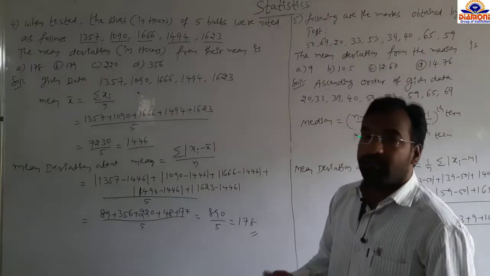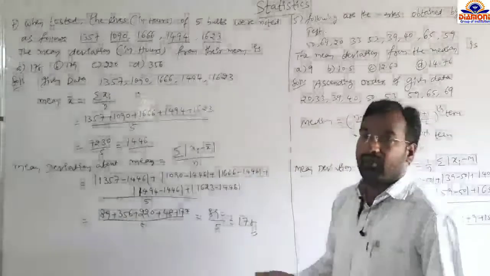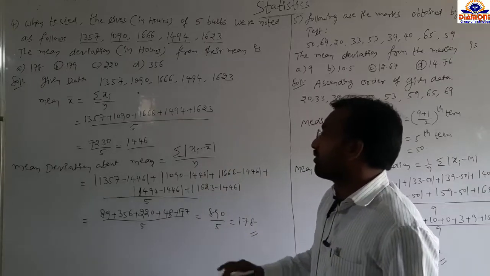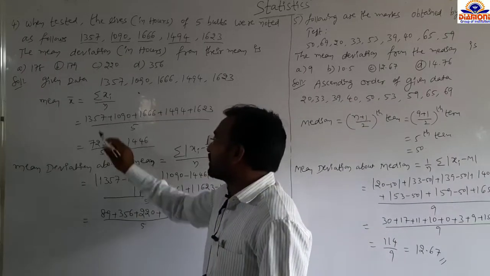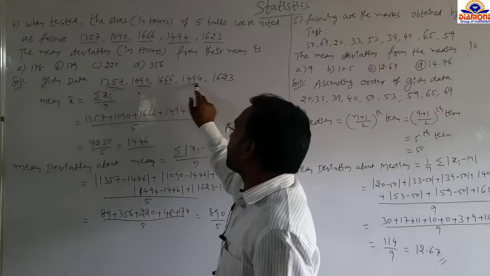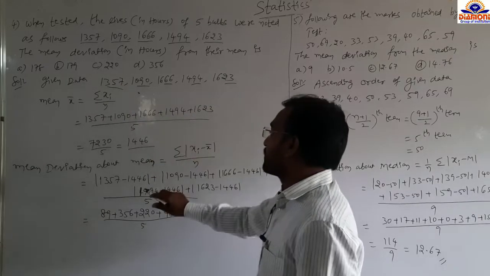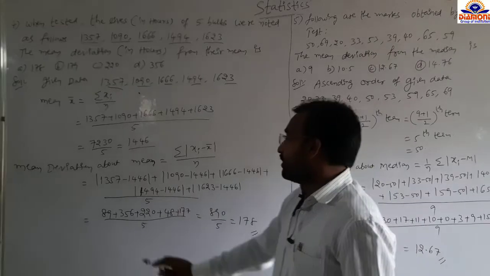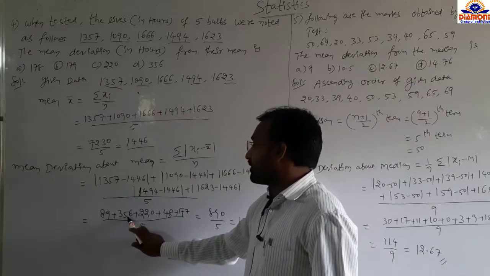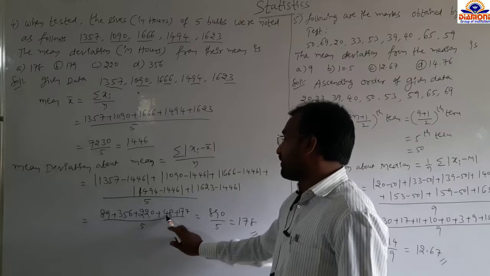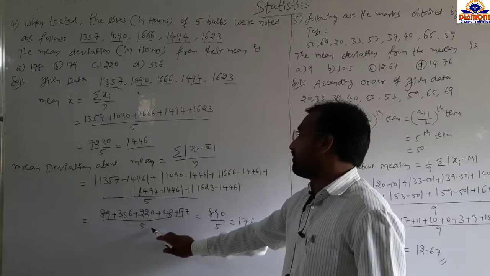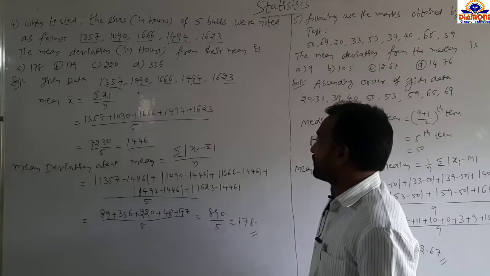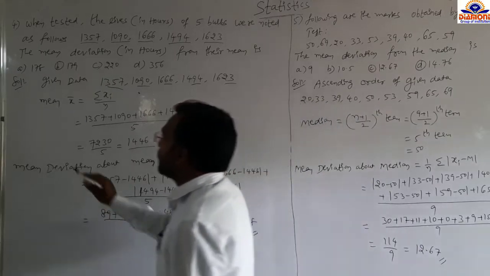Next, calculate the mean deviation about the mean. That is summation modulus of xi minus x bar, by n. So each observation is subtracted by 1446, by the number of observations. That is 89 plus 356 plus 220 plus 48 plus 177, by 5, equals 890 by 5. 890 by 5 is 178. So the option is A.